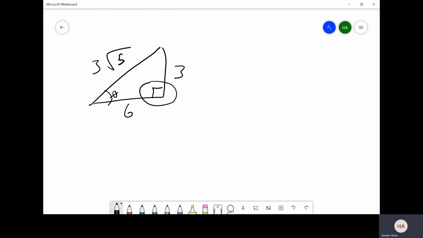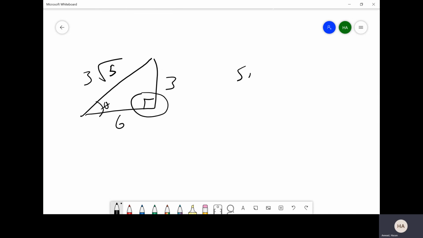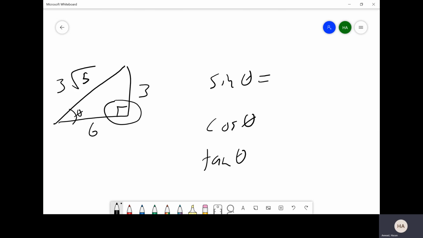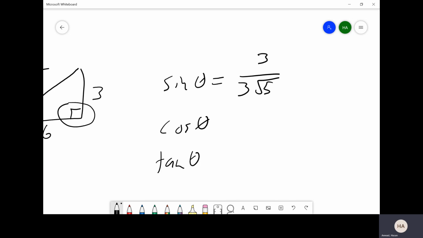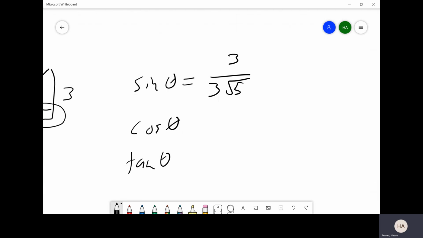Okay, so now that we have that sorted out, let's go ahead and figure out sine of theta, cosine of theta, and tangent of theta. To figure this out, remember, sine of theta is opposite over hypotenuse, right? So opposite is 3, and hypotenuse is, well, 3 square root of 5. We can simplify this, right? We have a 3 up top, we have a multiple of 3 in the bottom, so this simplifies to be 1 over square root of 5.